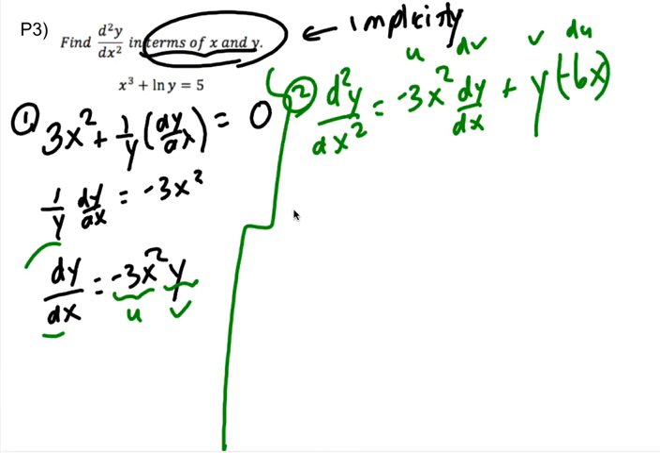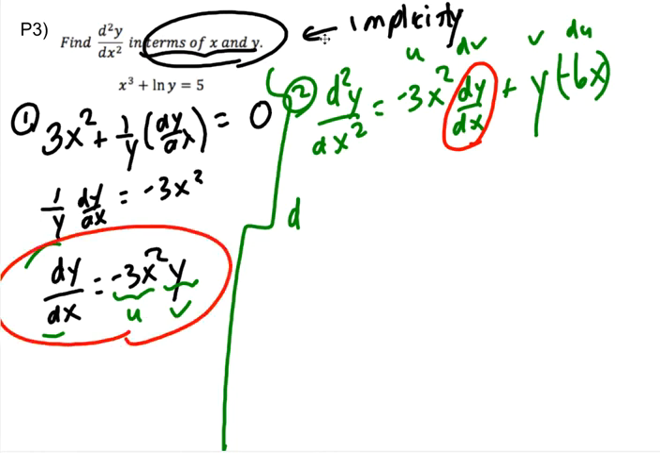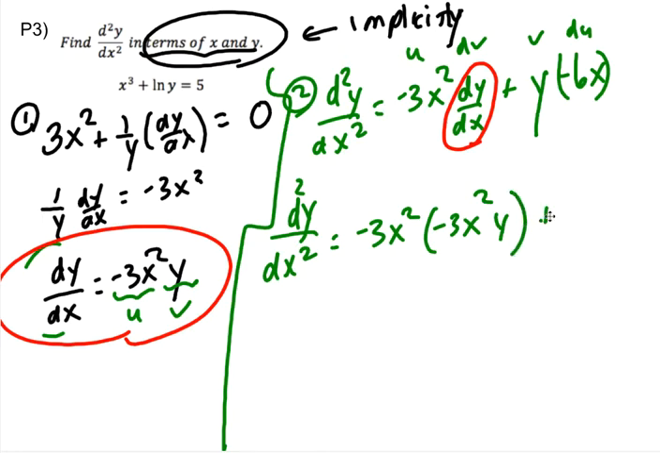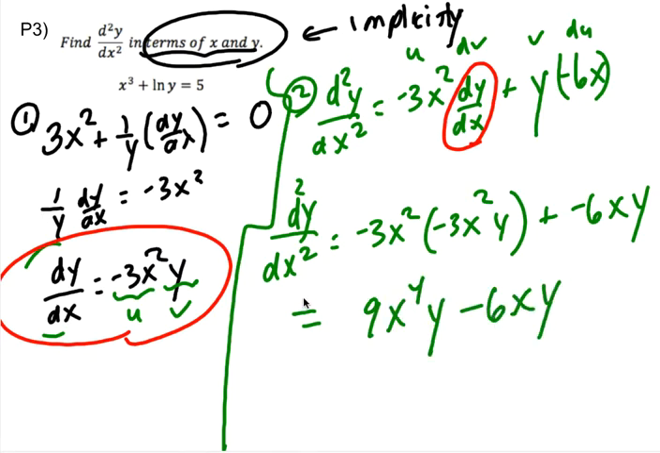So since I'm supposed to give my answer in terms of x and y, the last thing I need to do is replace this dy/dx with what dy/dx is. So my d squared y/dx squared is going to be negative 3x squared times a negative 3x squared y, plus a negative 6xy. I'd probably clean this up and get 9x to the fourth y minus 6xy. And that's likely my answer.